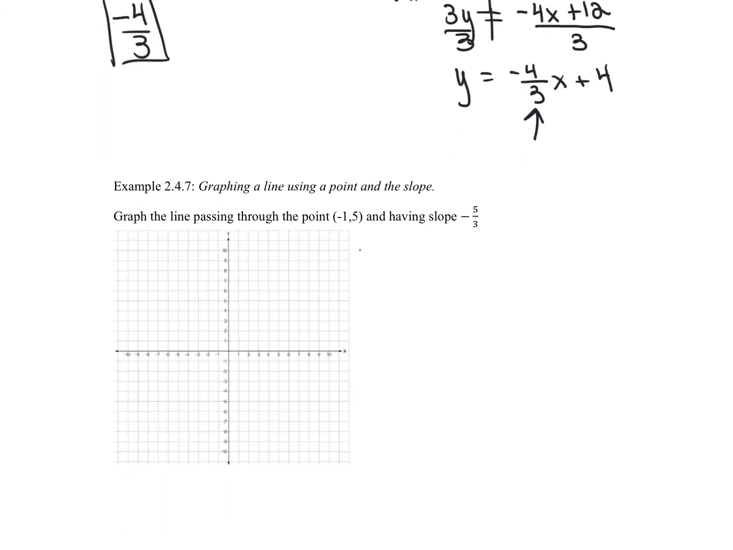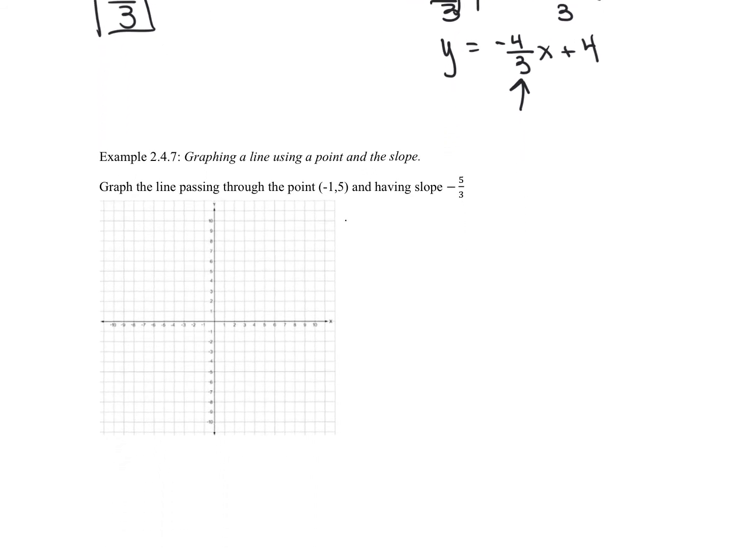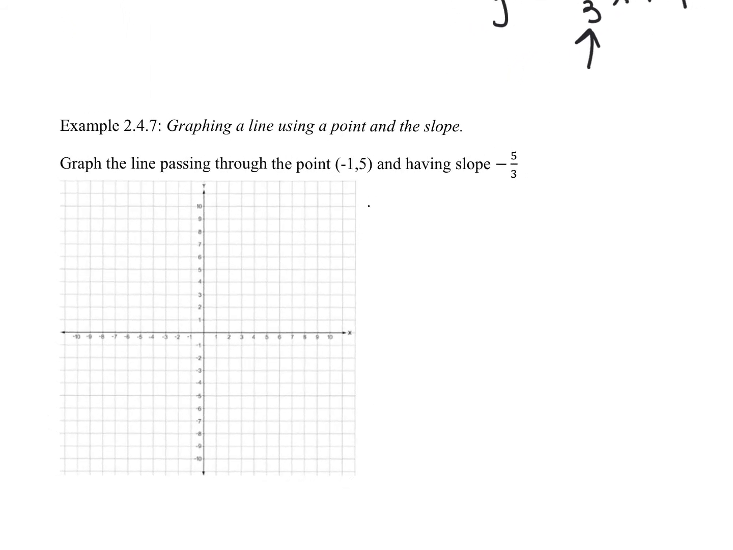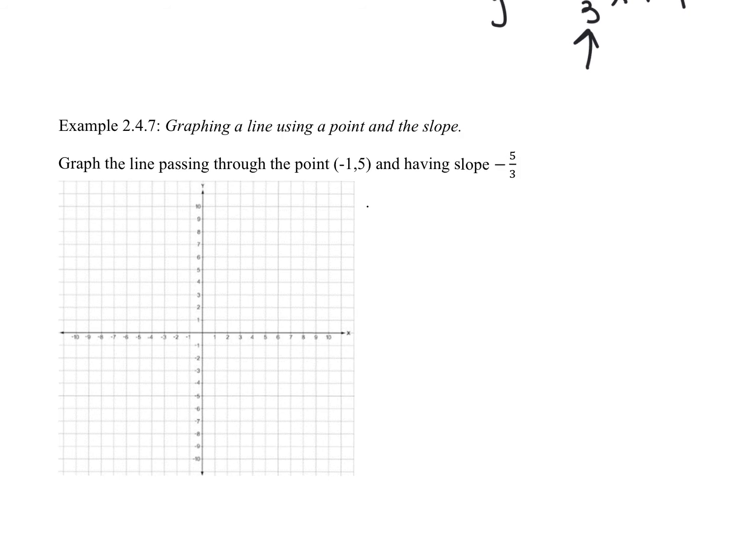The next problem gives us some information and it wants me to graph it. So it says I go through the point negative 1, 5. So go over 1 and up 5. So there's my first dot.